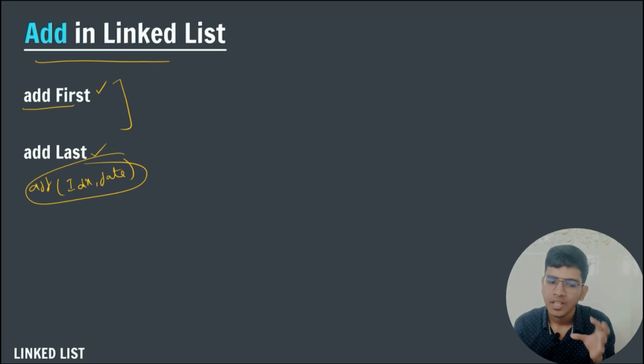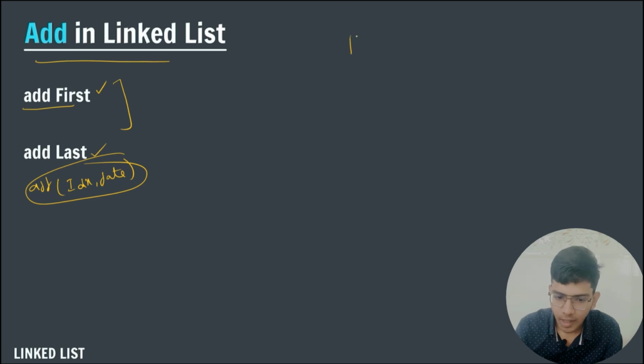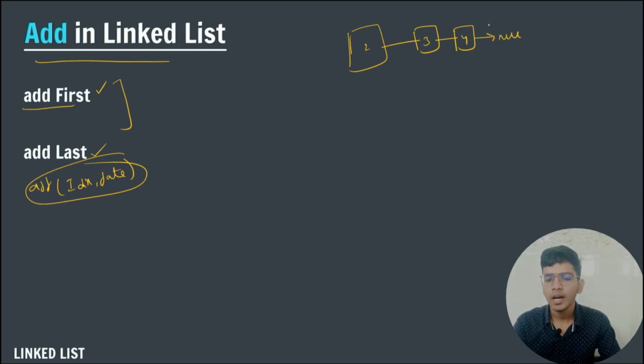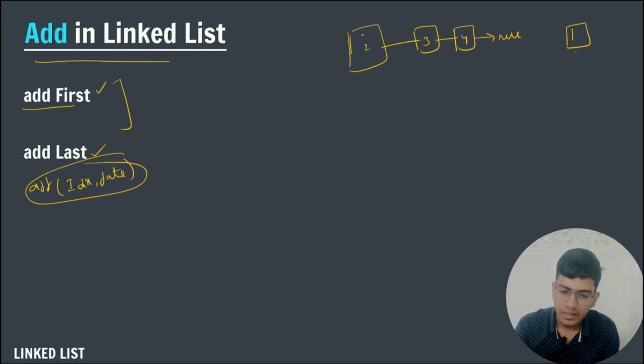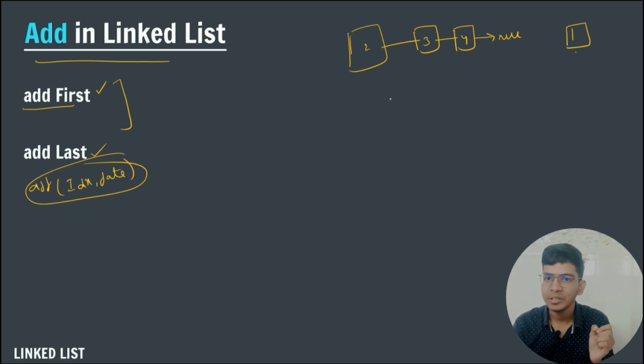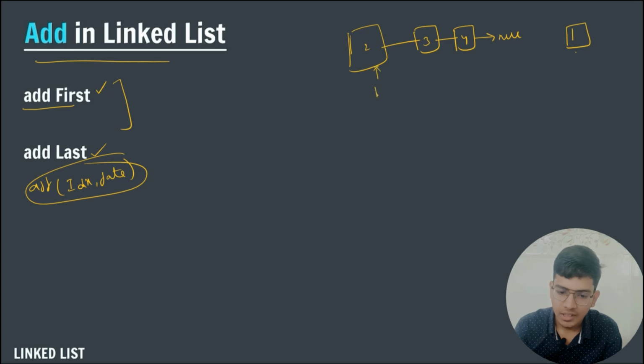To understand the concept of adding an element at the beginning of my linked list, we need to take a linked list as an example. Let us consider that this is my linked list. Here we have elements 2, 3, 4, and this is pointing to null. Now if I want to add one node to this linked list, how can we do this? We already know the terminologies: this is my head and this is my tail.